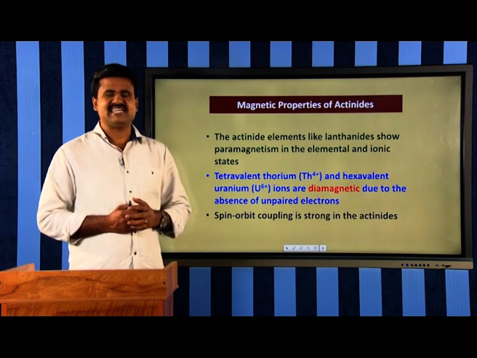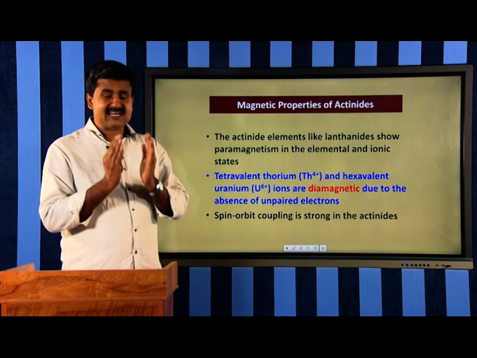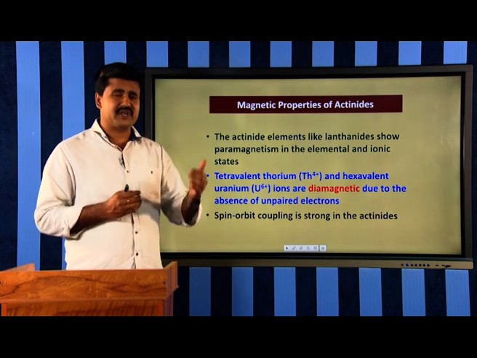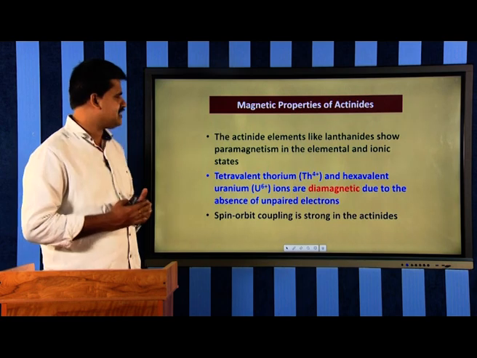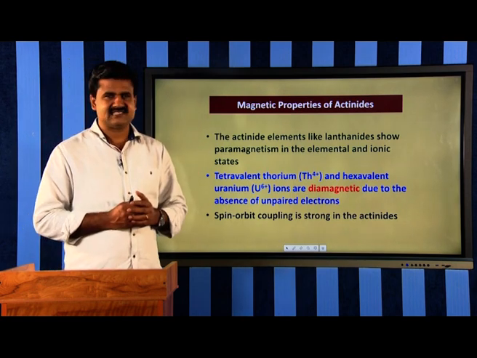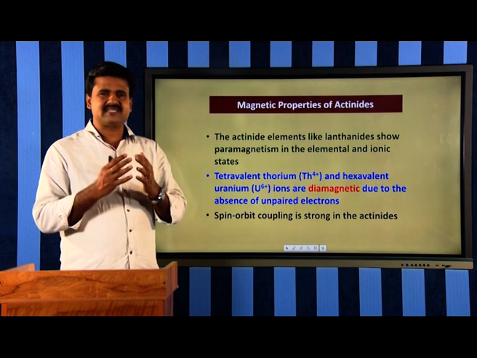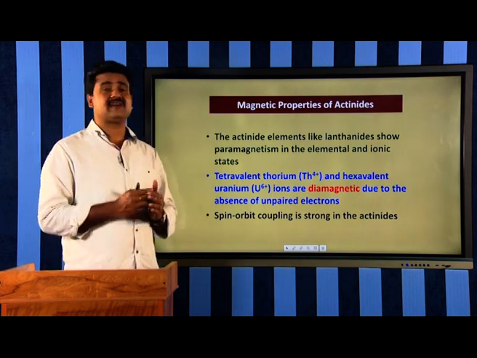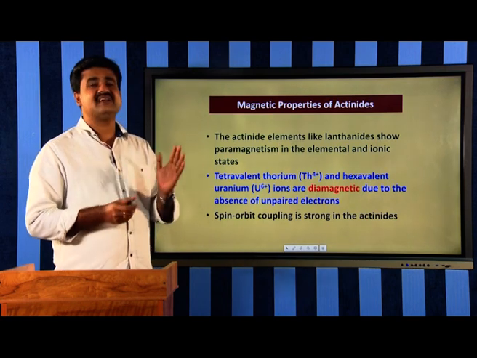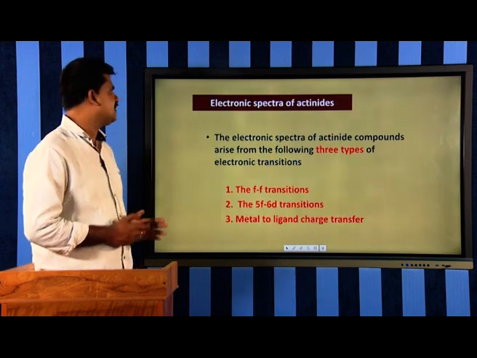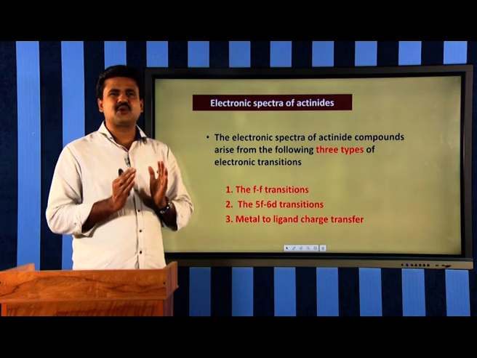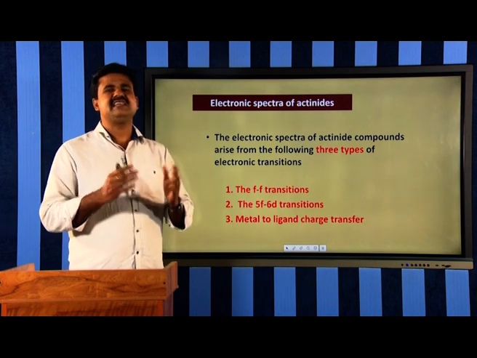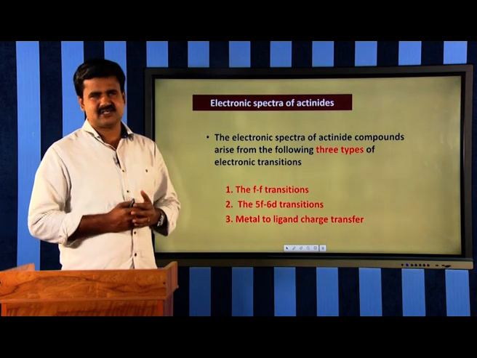Spin-orbit coupling interaction. For the magnetic property, contribution from two areas is very important: the spin contribution as well as the orbital contribution. In the case of actinides, the spin contribution and orbital contribution together make the net magnetic moment. That is, spin-orbit coupling interaction is strong in the case of actinides. Regarding the electronic spectra of actinides, as we know, electronic spectra is due to electronic transition.